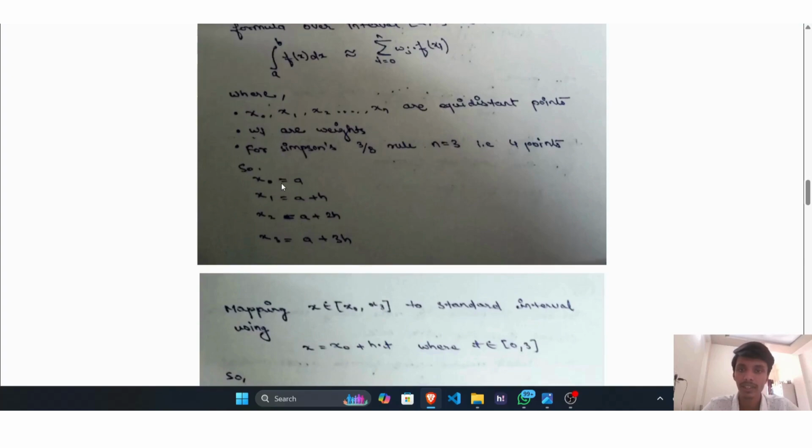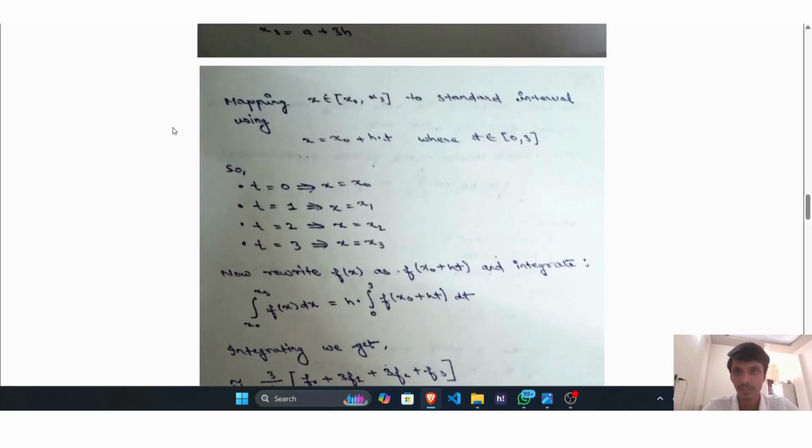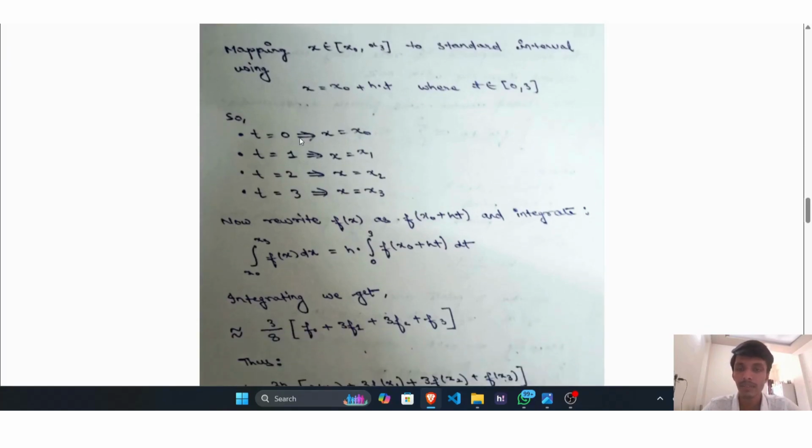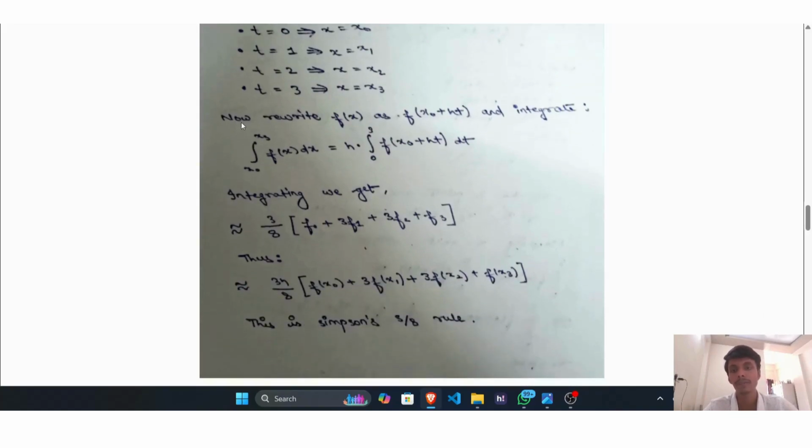The 4 points are x0 equals a, x1 equals a plus h, x2 equals a plus 2h, x3 equals a plus 3h. We map x from x0 to x3 to a standard interval using x equals x0 plus ht, where t maps from 0 to 3. If t is equal to 0, x is equal to x0. If t is equal to 1, x is equal to x1. If t is equal to 2, x is equal to x2, and so on.